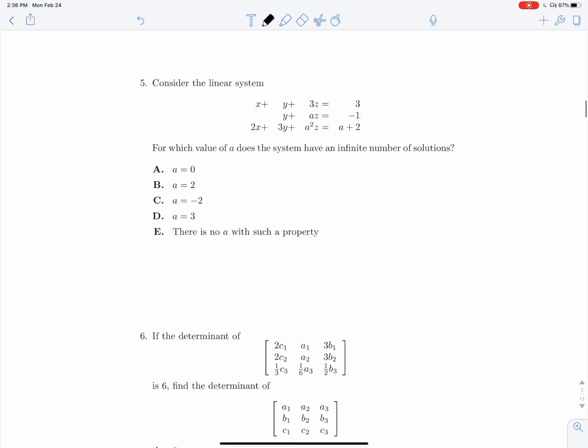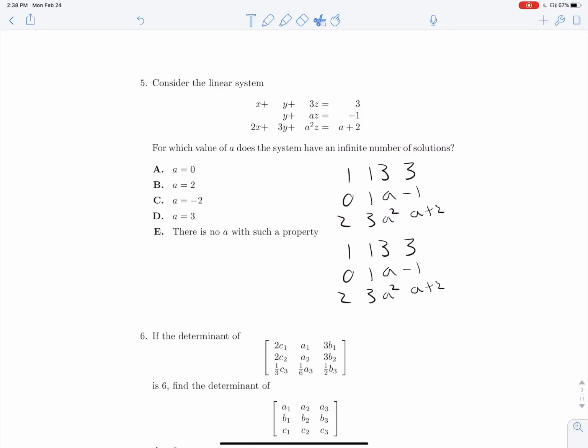5, let's consider this linear system. For which value of A does the system have infinitely many solutions? So let's just set this up. We have 1, 1, 3, 3, 0, 1, A, negative 1, and 2, 3, A squared, A plus 2. So we should be able to copy this over, do some row operations, and get to something that we can solve. So let's subtract 2 row 1s from row 3. We get 0, 1, A squared minus 6, and A minus 4.